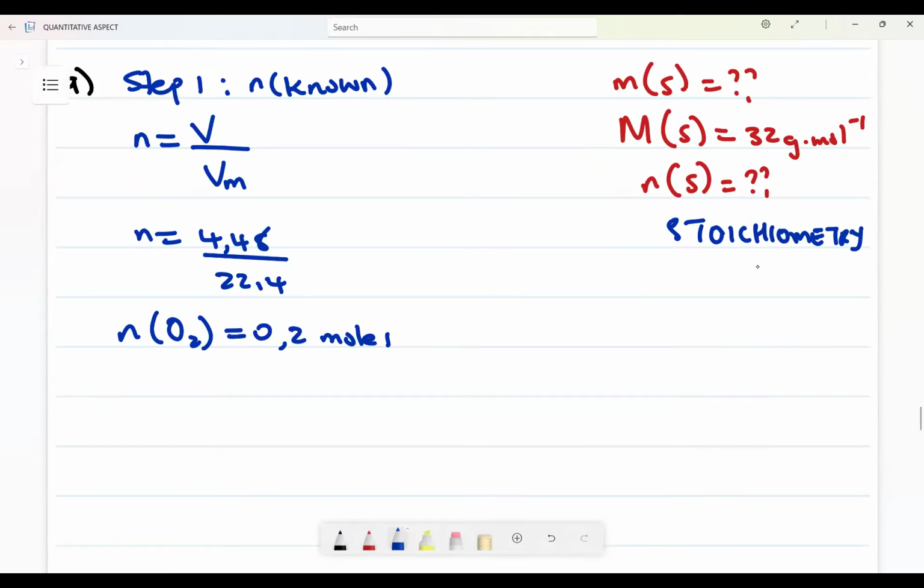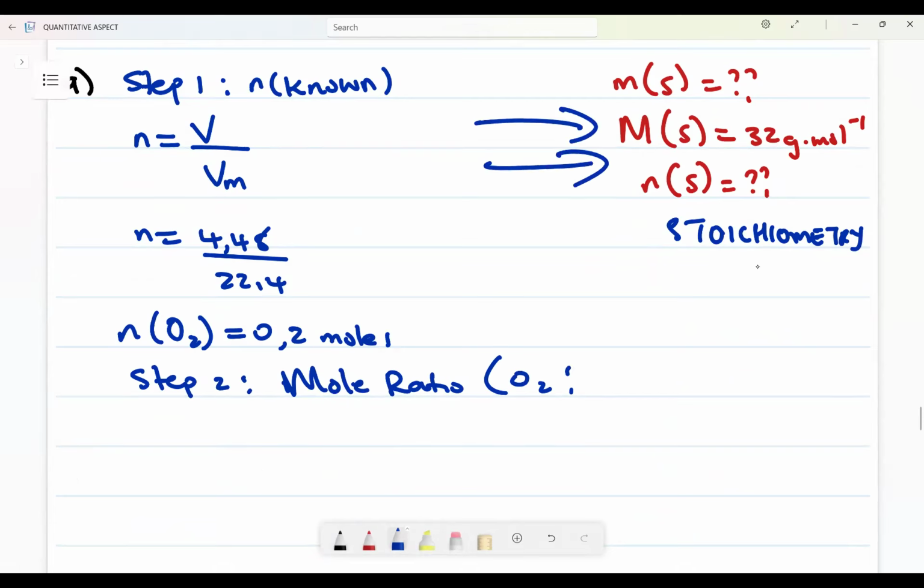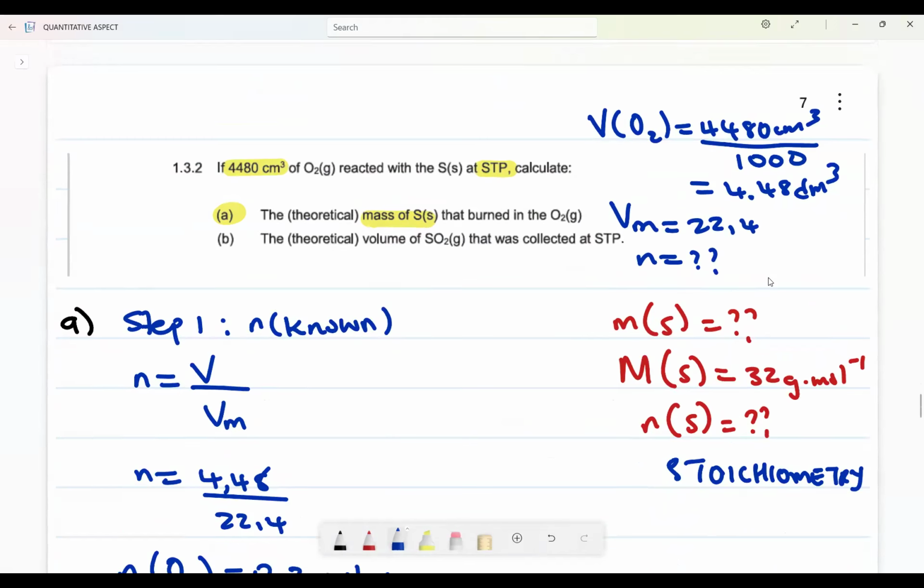Okay, step two says I should use the mole ratio between the known and the unknown. What is the known? The known is O2. And what is the unknown? The unknown is what I'm trying to calculate for, which is sulfur. So I need to say O2 is to sulfur. The mole ratio between O2 and sulfur.